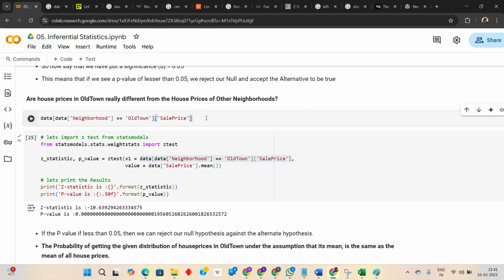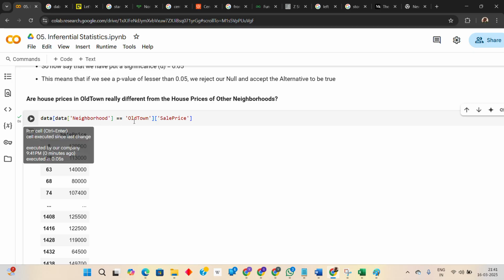Okay. Here you can see if you run this one. This is what neighborhood is when it is equal to Old Town only. I will also show you the neighborhood also so that you will get a clear idea whether this condition is really working or not.